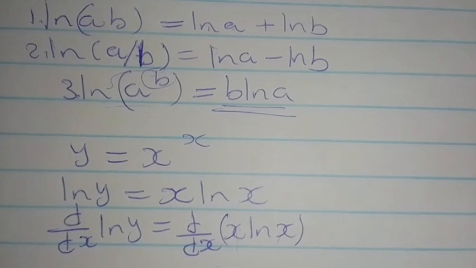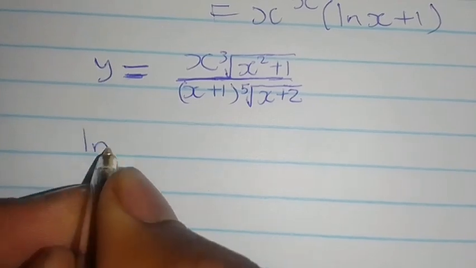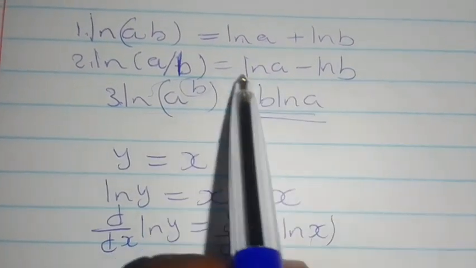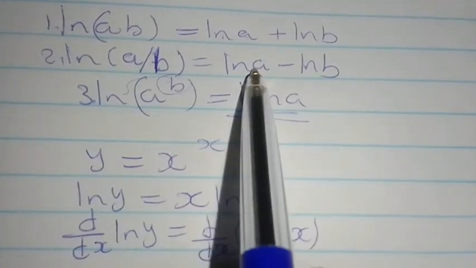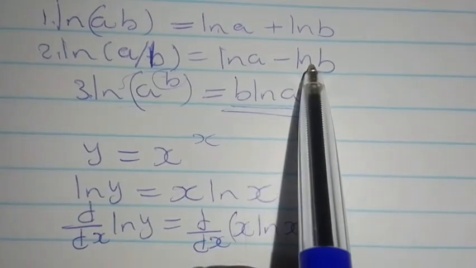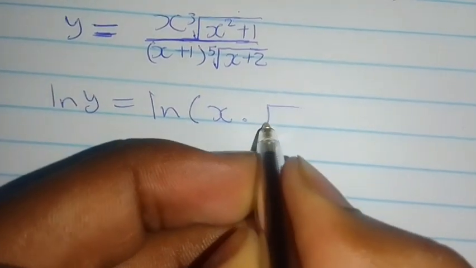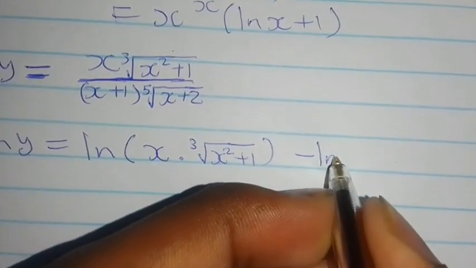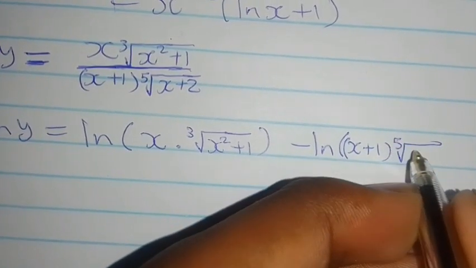It's that simple. Now let's say I want to differentiate this one. Notice that if I take the natural log on both sides, I'm gonna have the natural log of something divided by something, which is the natural log of the numerator minus the natural log of the denominator. Then from this, this is the natural log of x multiplied by the cube root of x squared plus 1, minus the natural log of x plus 1 multiplied by the fifth root of x plus 2.